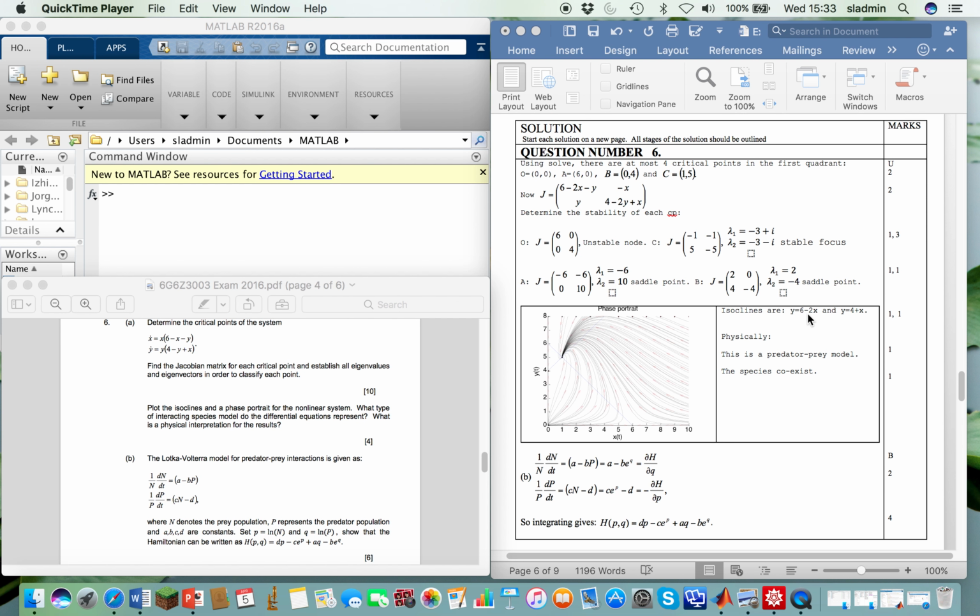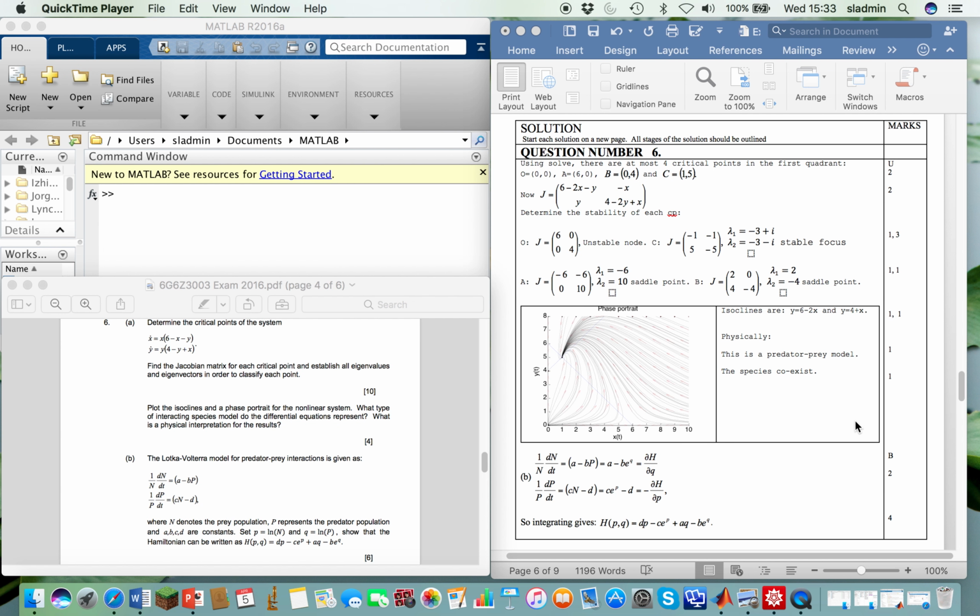Okay, the isoclines are given by y is 6 minus 2x and y equals 4 plus x. So this is what the phase portrait should look like. So you have your 4 critical points, which are labelled here, and you can see everything is spiralling towards this stable critical point at x is 1, y is 5.